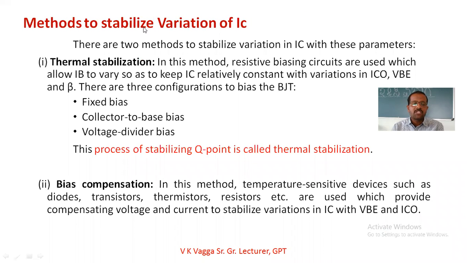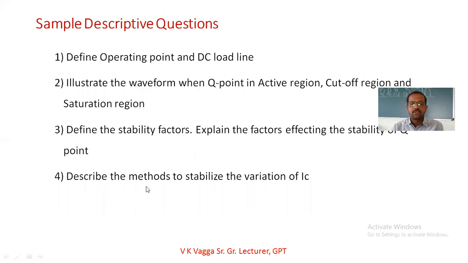The methods to stabilize this are thermal stabilization, with the fixed bias, collector to base bias, or voltage divider bias, which is explained in the next class. Another one is bias compensation, which provides the extra voltage with an extra network.